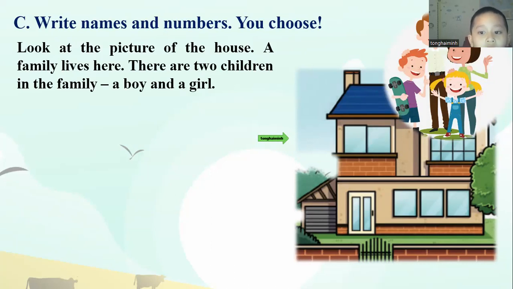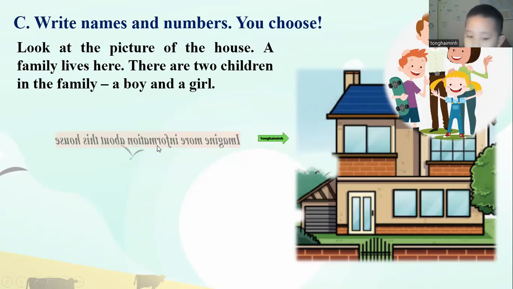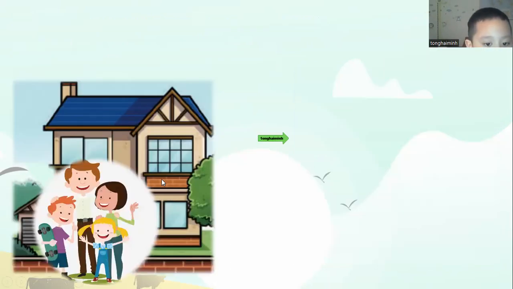I don't know. When you say grown-ups, that means adults. How many adults can you see? Okay, so here we can see two adults, mom and dad. Adults mean old people. Do you understand? What is the meaning of adults? You say old people. Yes. Okay, so now, Min, imagine more information about this house.